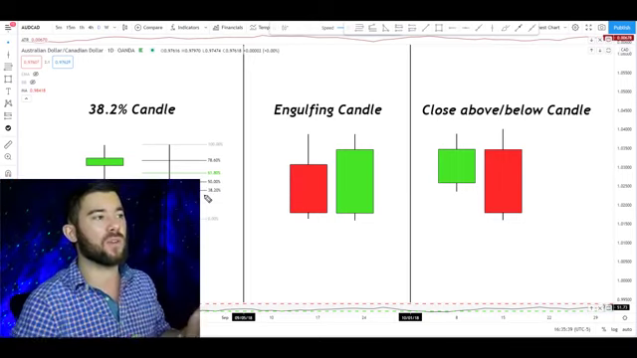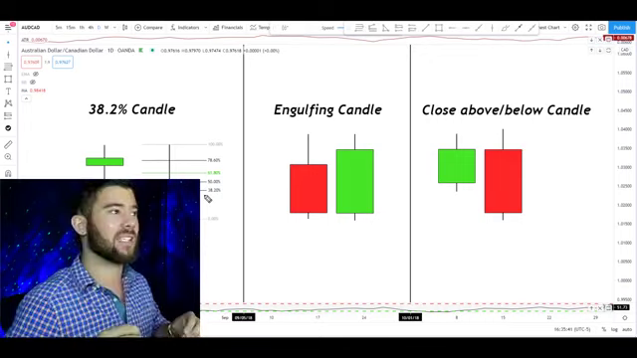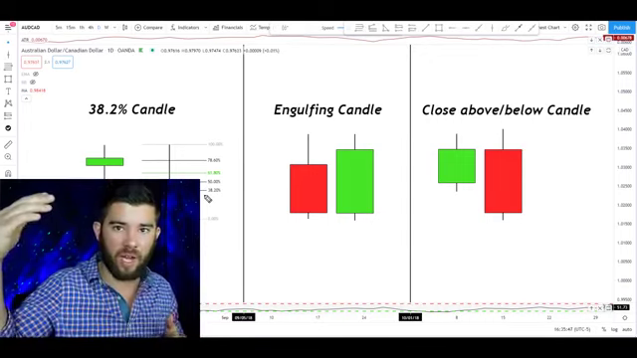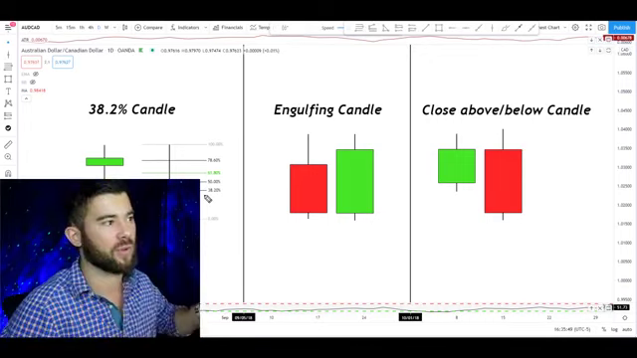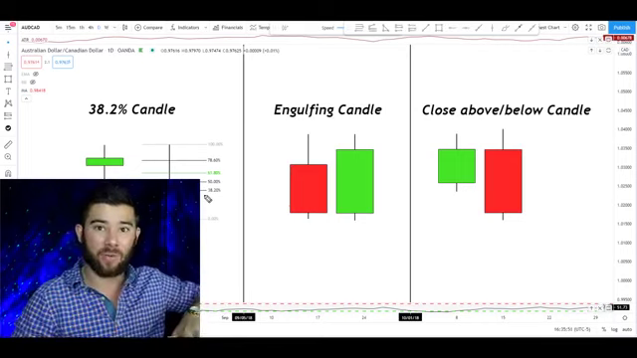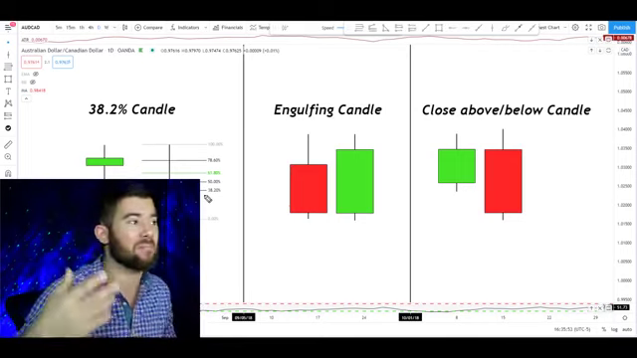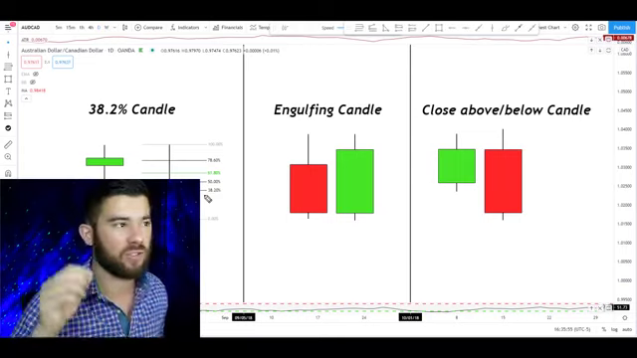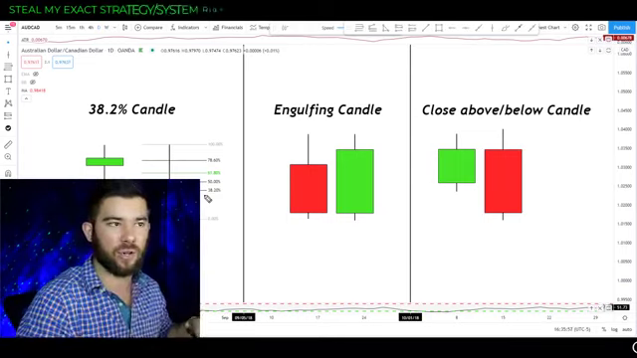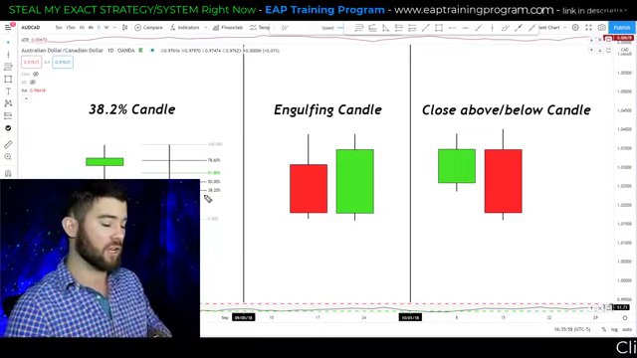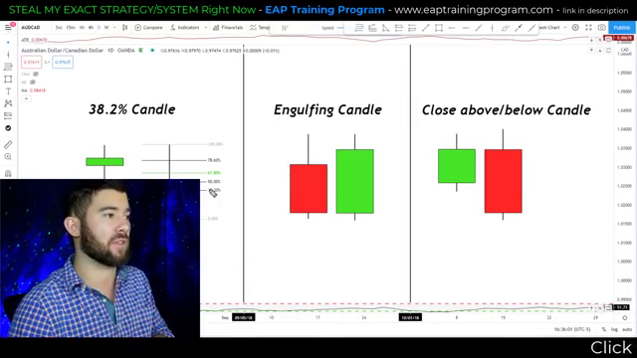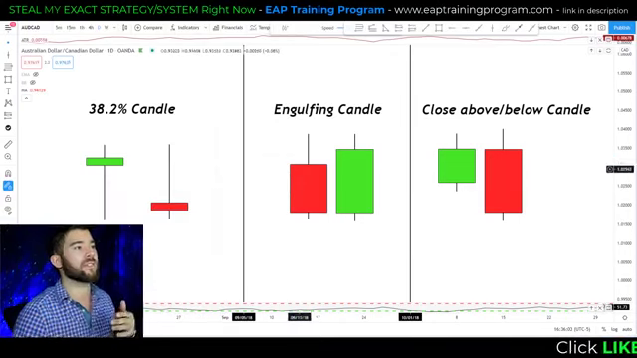Again, the way we use these types of candles is if this was to occur at the top of an uptrend, it might be a sign of a reversal. If this was to occur in a downtrend on our pullback, it might be a sign that we're about to continue in trend. We're going to talk about that on a live chart after I go through the other two candlestick patterns. So next, after the 38.2% candle, we have the engulfing candle.